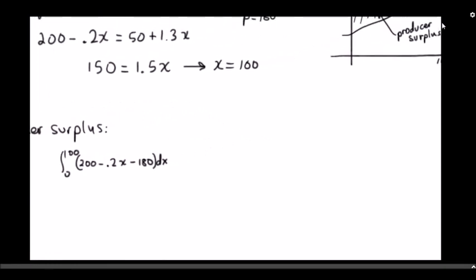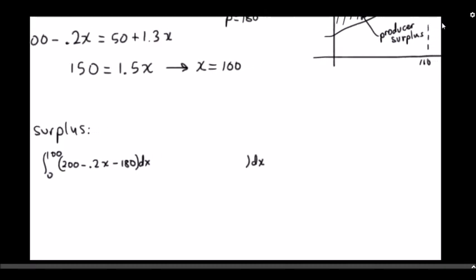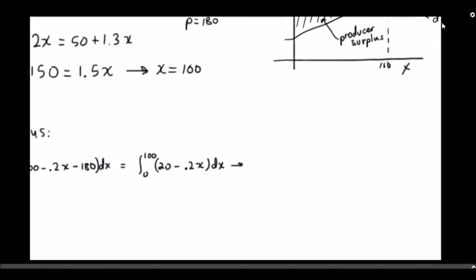So this results in the integral from 0 to 100. 200 minus 180 is 20, so this is 20 minus 0.2x. So the antiderivative is going to be 20x minus 0.2x squared over 2.